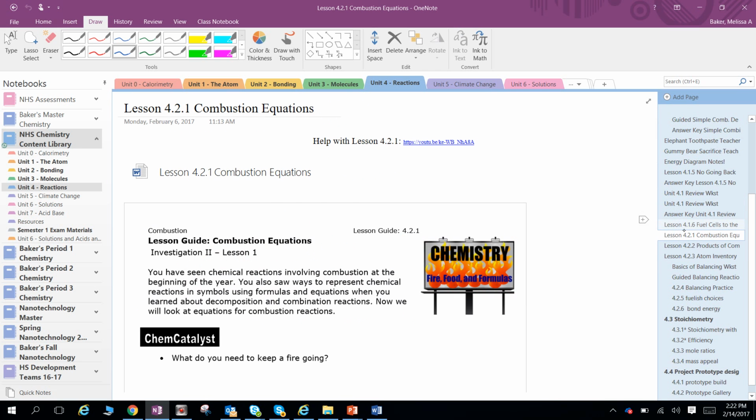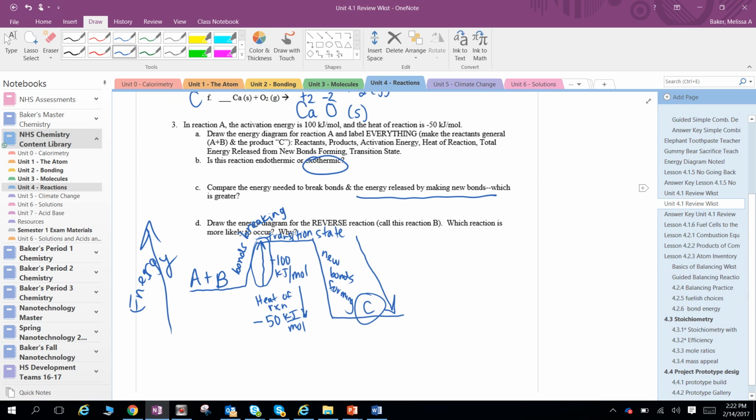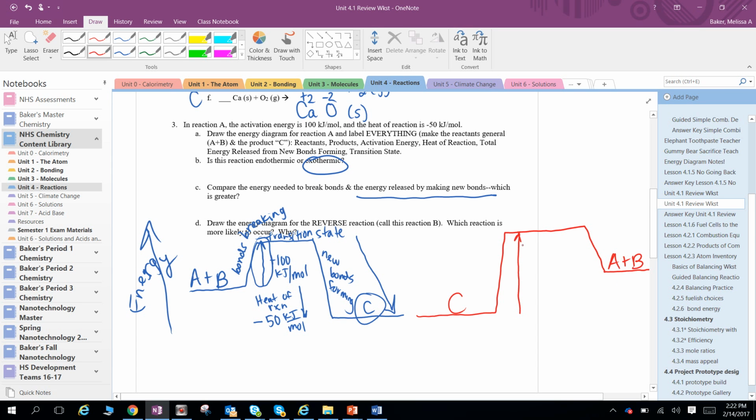Now we're supposed to draw the reverse of the reaction. So I'm just going to draw the mirror image here. Now we're starting with C and we're forming A plus B for the products. And in the reverse, if we've got to go from all the way down to the top here, I've got to add 150. So this becomes 150 kilojoules per mole as the activation energy.